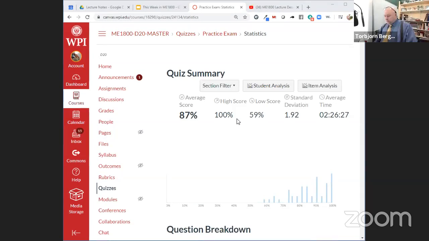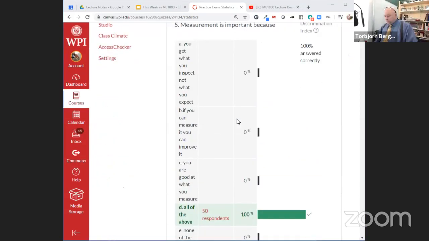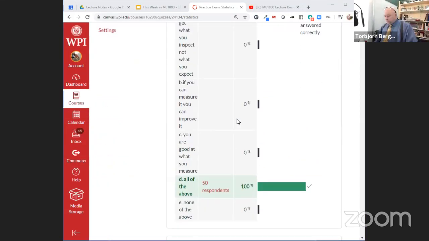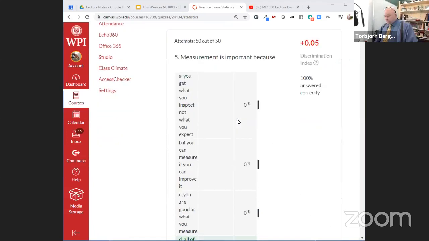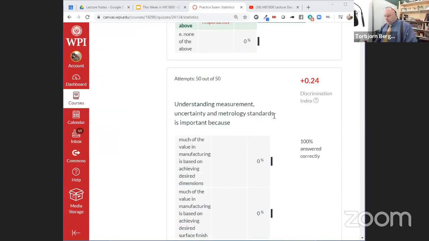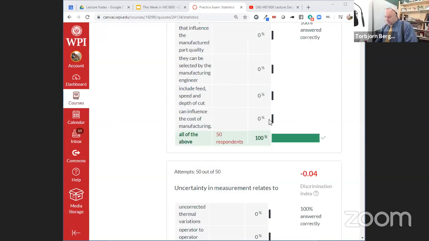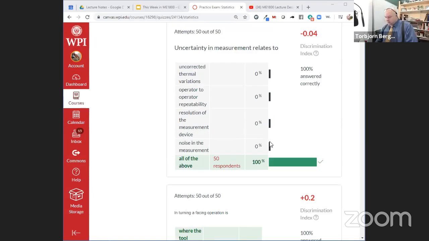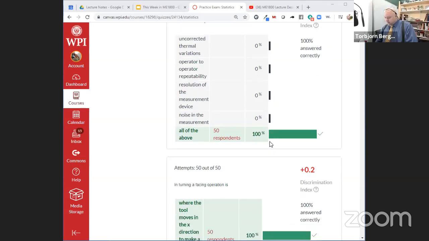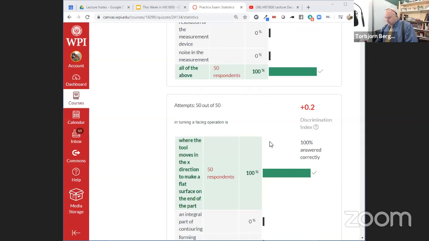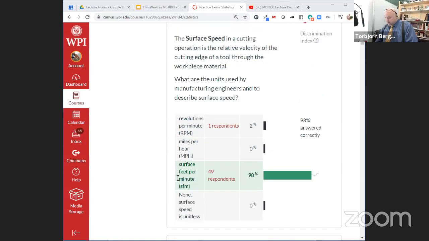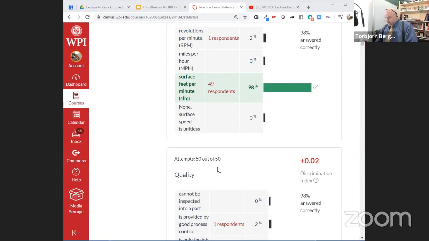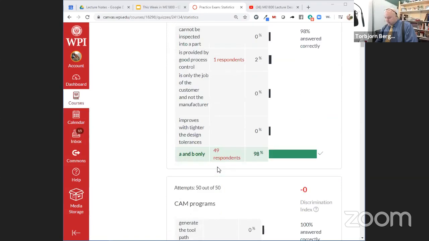Overall, everybody did pretty well. And this is my first time looking at it, but it looks like everybody had the right answer for that question. Measurement is important because understanding measurement uncertainty in metrology standards is important. Everybody got that right. Manufacturing process variables, everybody got this one right. Uncertainty measurement relates to, everybody's got it. So it looks like we did pretty well on the multiple choice questions. Got a couple people that answered RPM instead of SFM for the units for surface speed. So remember, the surface speed is the speed at which the cutting tool moves through the workpiece material.